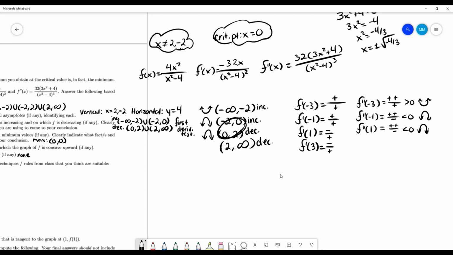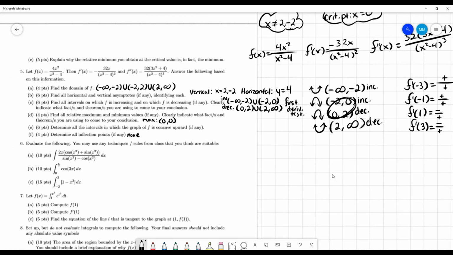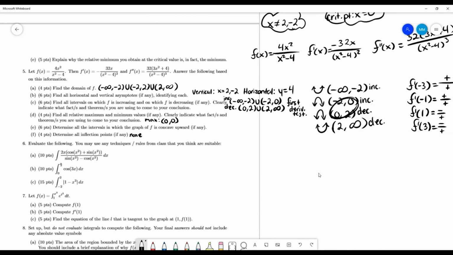So this is also concave down. And plugging in a positive 3, it's all positive. So it's concave up. They're just asking for what intervals it's concave up. So that's going to be negative infinity to negative 2, as well as 2 to infinity.